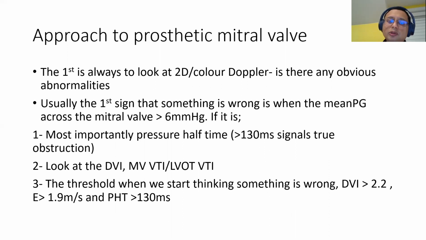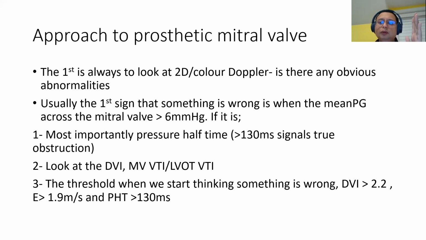The three numbers that I would like you to remember to suggest true obstruction are DVI that is more than 2.2, E velocity that is more than 1.9 meter per second, and pressure half time that is more than 130 millisecond. Okay, so just remember these three numbers. So mean gradient that is more than 6, then you remember the three numbers: 1.9, 2.2, and 130 millisecond.